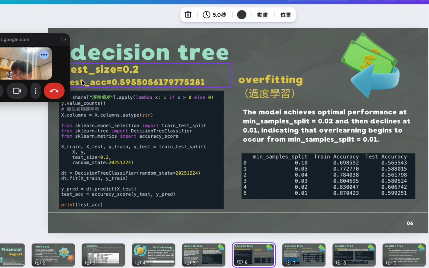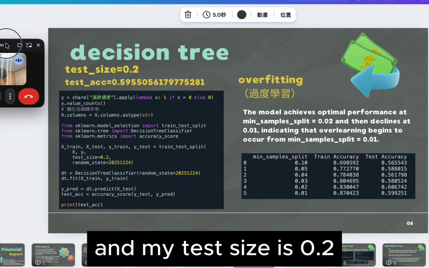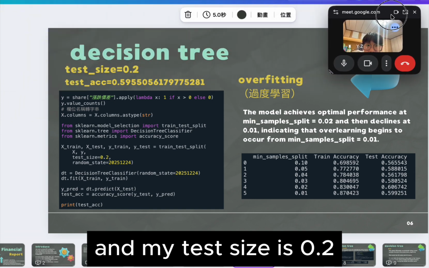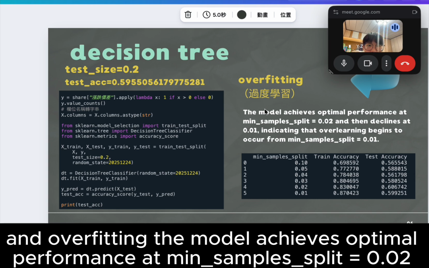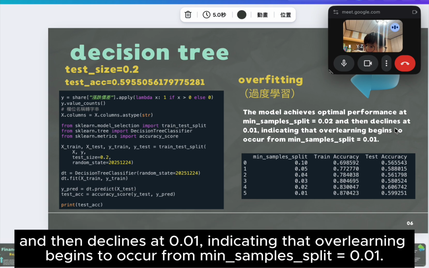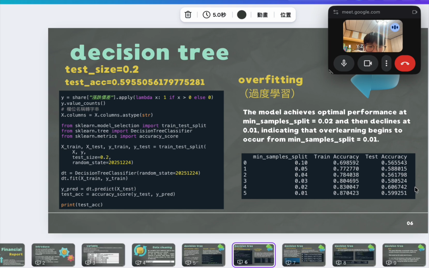My test size is 0.2, and my test score is 0.595505. For overfitting, the model's maximum depth and minimum samples were tested, at 0.02 and 0.01, to see where over-learning begins.